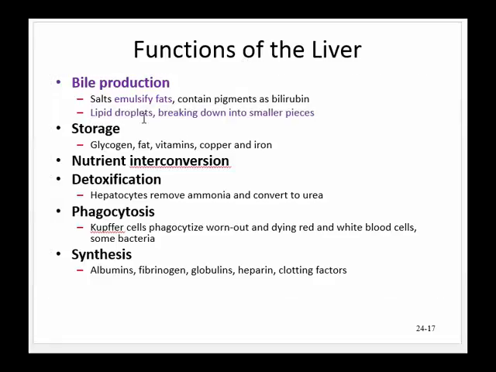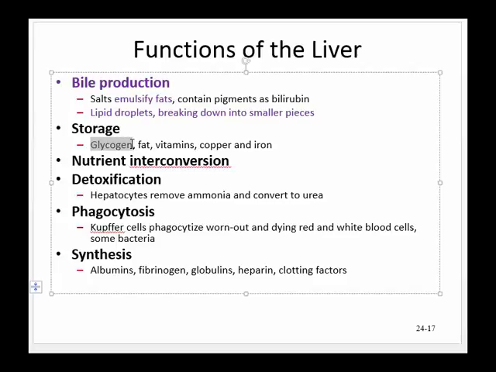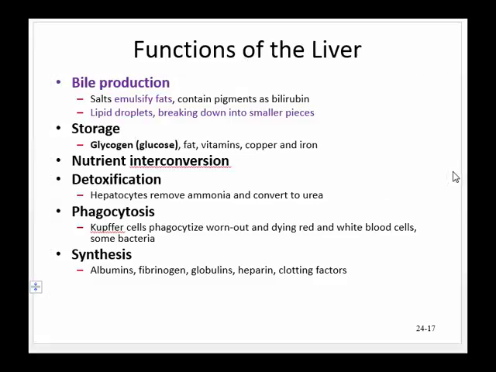There's also some storage components of the liver. It's going to store fats, it's going to store different vitamins. It also stores glycogen, which is basically how our glucose gets stored in the body. Then it can interconvert between glucose and glycogen if necessary.